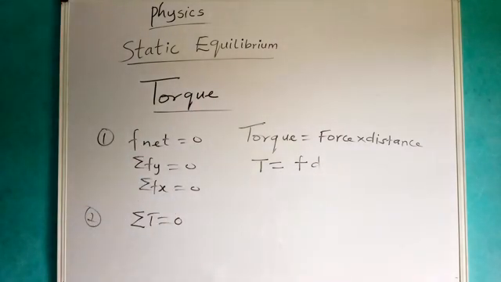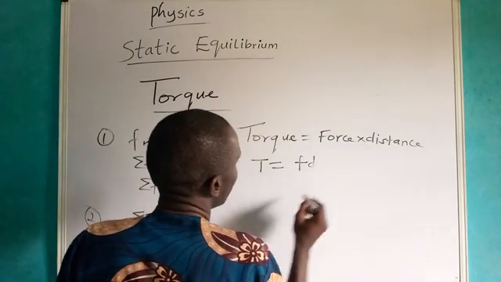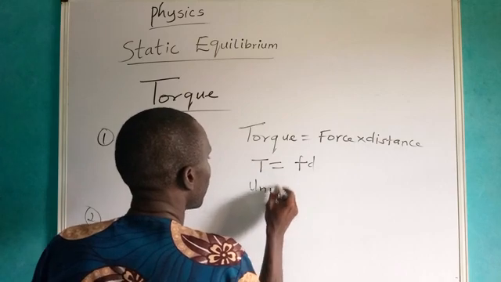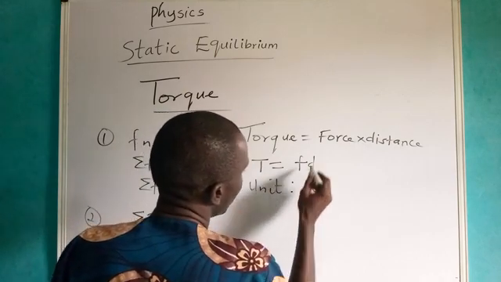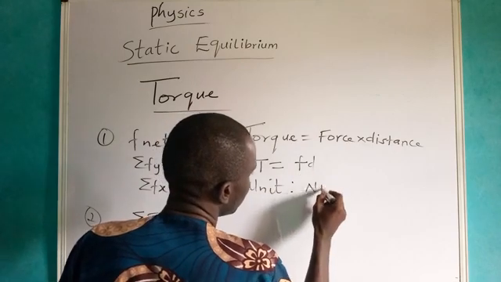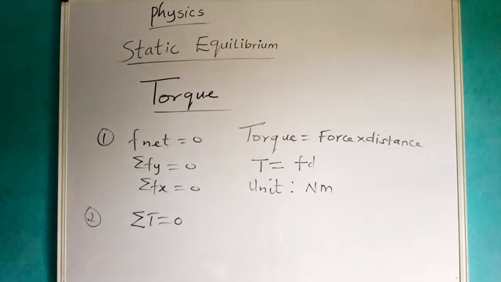Now, what is the unit for torque? Torque has a unit, meaning we have units for measuring torque. You know, for force, we use Newton, while for distance it is meter. Therefore, we can conclude that Newton meter is used for measuring torque. Please take note of that. Very, very important. Take note of it.